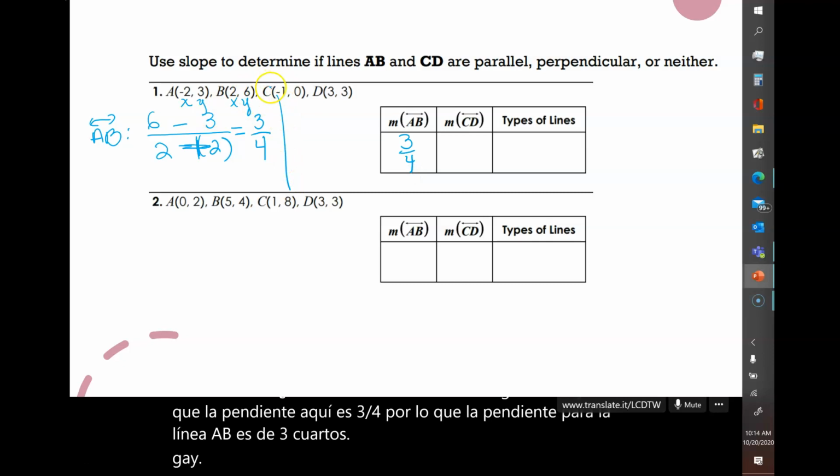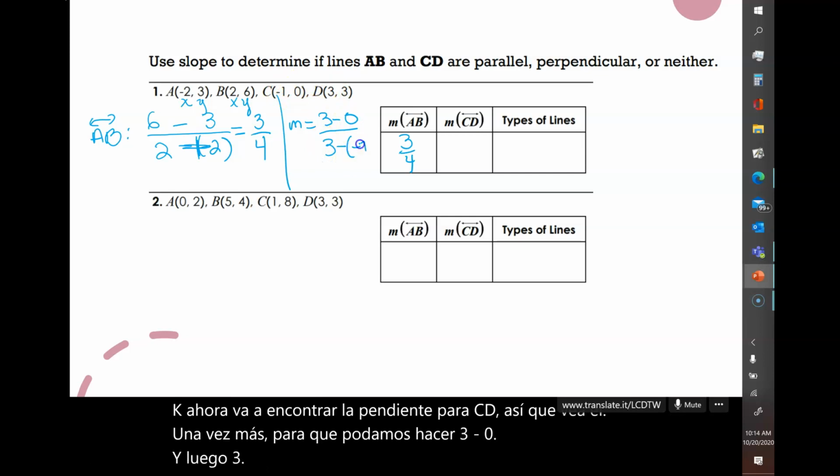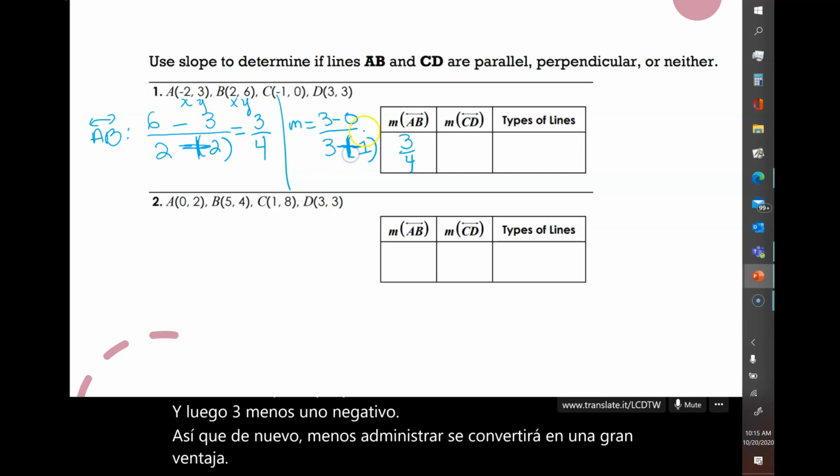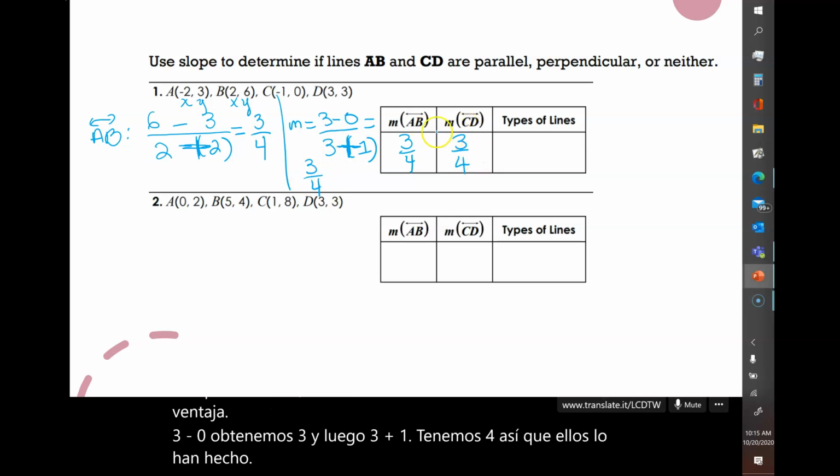Okay, now let's go ahead and find the slope for CD. Again, we can do 3 minus 0, and then 3 minus negative 1. So again, minus minus will become a big plus. 3 minus 0, we get 3, and then 3 plus 1, we get 4. So they have the same slope, so those two lines will be parallel.